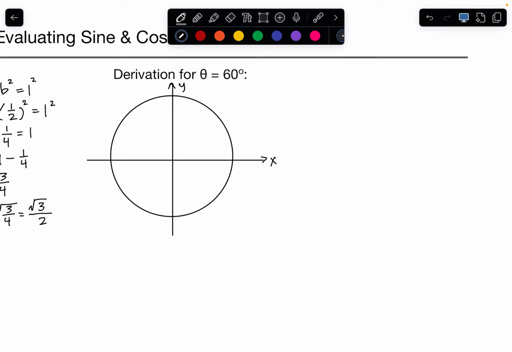Okay. So 60 degrees is a little past the halfway point in quadrant 1, so I'm up here. And how far is that point from the center of the circle? What is that radius? 1. Very good. Because that's why it's called the unit circle. A unit means 1 in math.